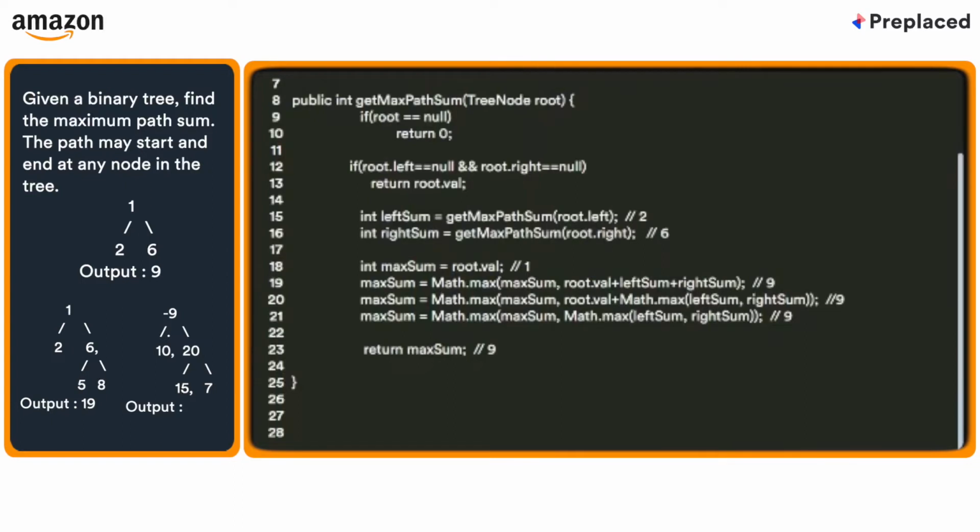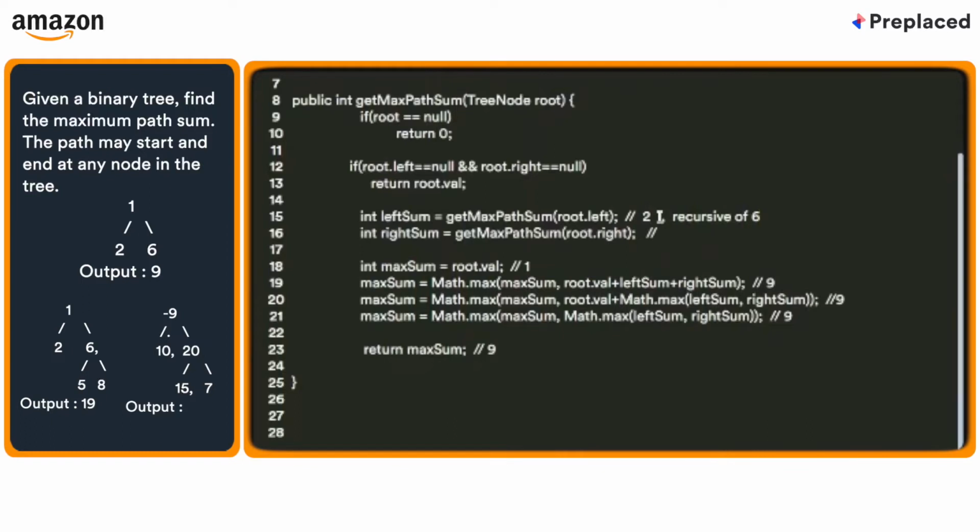So I think now in the second case it will go to 1. 1 has left and right both present, so it will go to 2. 2 will return 2 because left and right are null. It will return 2. Then it will go to 6. 6 has both left and right present. 6 will again go to a recursive loop.